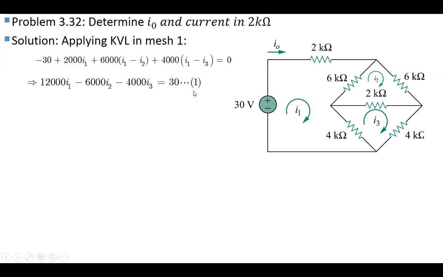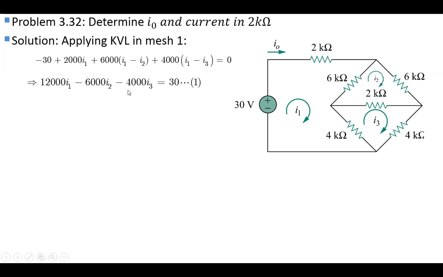Next, we can collect the coefficients for I1, I2 and I3. The coefficient for I1 is 2000, 6000 and 4000, which is 12,000. The coefficient for I2 is minus 6000.